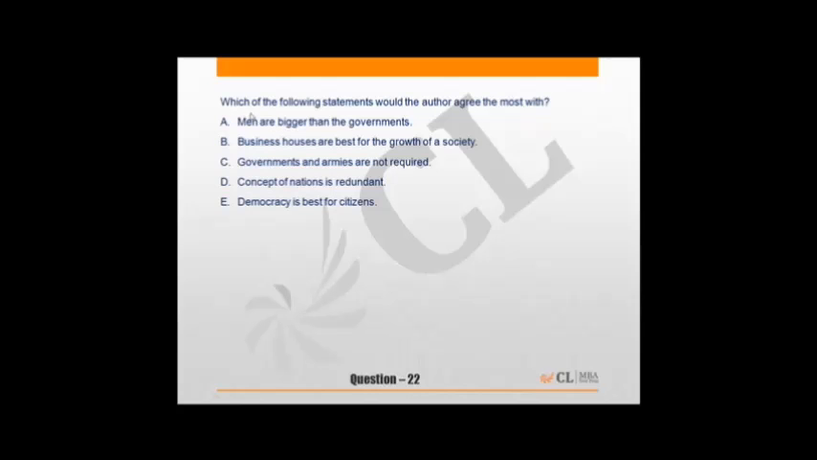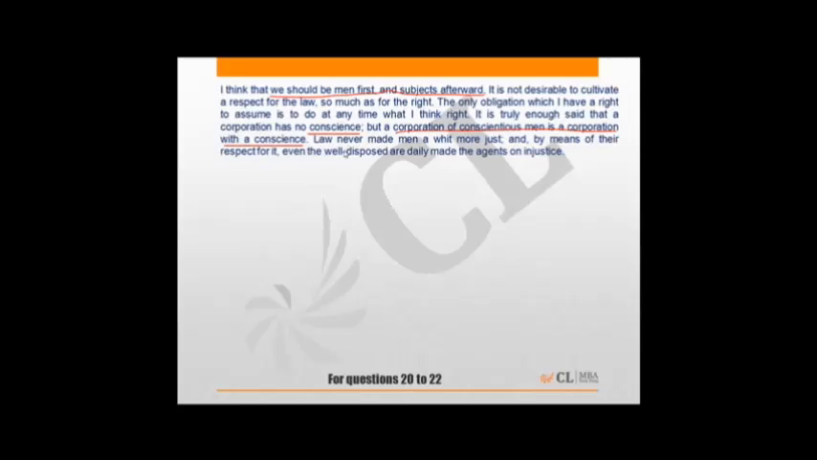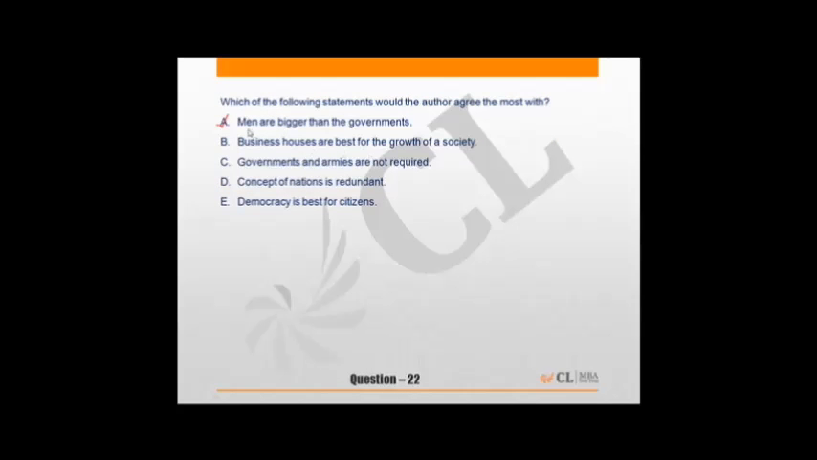The next question is, which of the following statements would the author agree the most with? The answer to this question is option A, which says men are bigger than the governments. We can infer this from the statement where he says that we should be men first and subjects afterwards, and that respect for law is not desirable, but one should respect right. So therefore the answer to this question is option A.